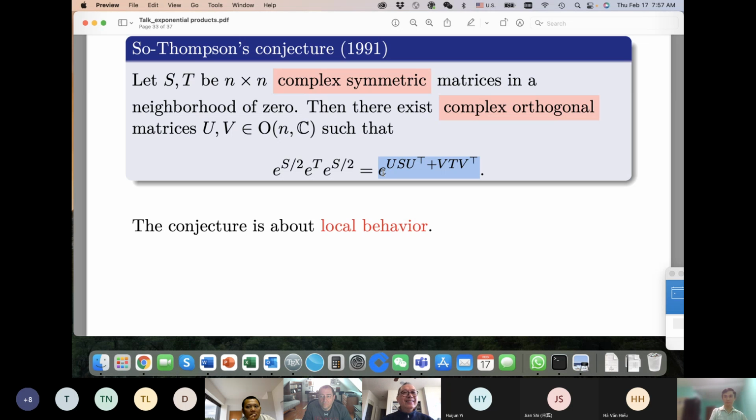Okay. So if you apply the Golden-Thompson inequality, supposing the conjecture is true, then you get some inequality between the trace of U S T transpose V transpose and the trace of S plus T. So it's surprising. Yes, but you don't know U and V. You don't know how to construct U and V. You only know they exist.